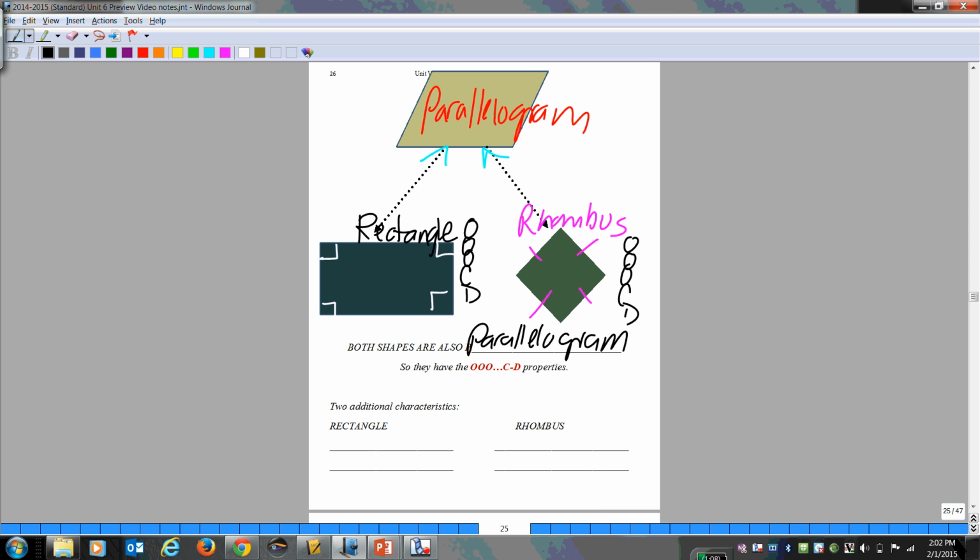Now, what are things that make a rectangle unique? One is that the length of this diagonal going this way and the length of this diagonal going that way are equal. So we have congruent diagonal lengths. And of course, you have four right angle corners.